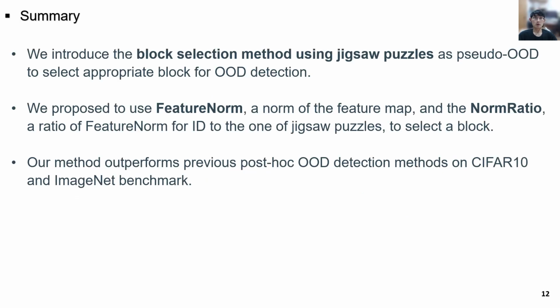So allow me to summarize our work. First, this research introduced a novel block selection method that uses jigsaw puzzles as pseudo-OOD examples to select the most suitable block for OOD detection. Second, we propose using feature norm, which is the L2 norm of the feature map, along with norm ratio, which is the ratio of feature norm for ID images to feature norm for jigsaw puzzles, as the criteria for block selection. Lastly, our approach outperforms previous post-hoc OOD detection methods in various benchmarks.